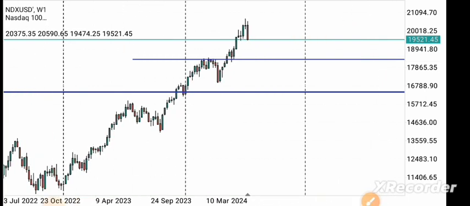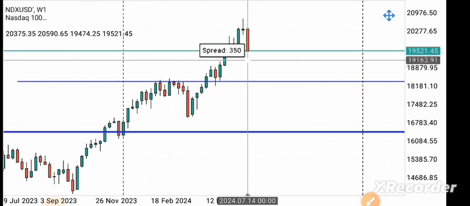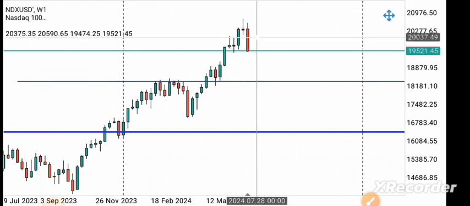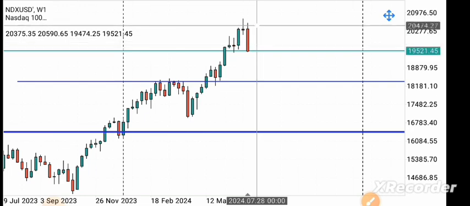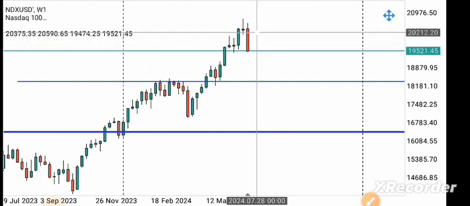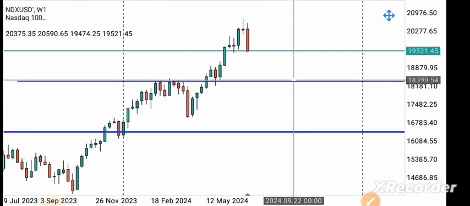Let's just zoom in a bit, and we can see that the previous week's candlestick closed as a bearish candlestick, and this is an indication that we may possibly be getting ready to see the market move further down to at least test this very strong level of support. What else do we see, guys, in regards to the weekly chart?